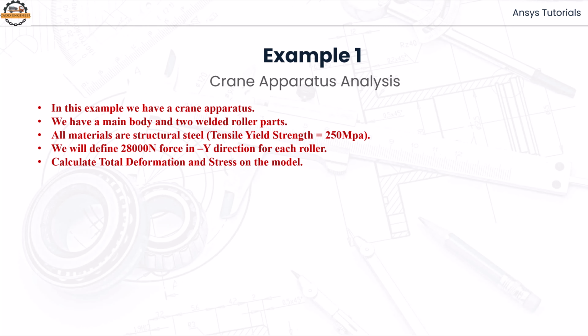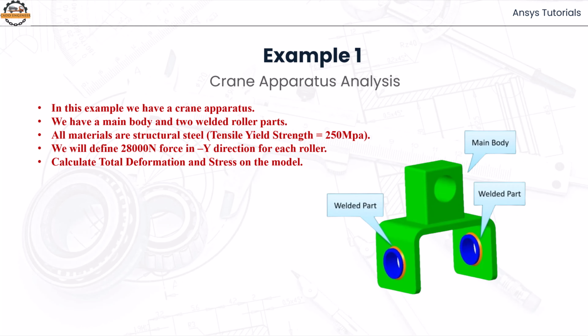In this example, we have a crane apparatus which has a main body and two welded roller parts. For all the materials in this example we are considering structural steel, where we take the tensile yield strength of 250 megapascal, and we are defining a force of 28,000 Newton in y direction for each roller and calculating the total deformation and stress on the model.